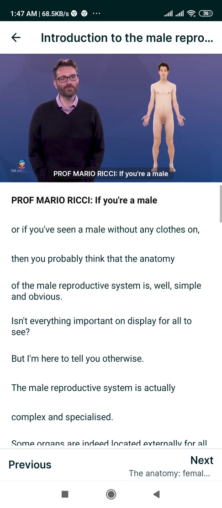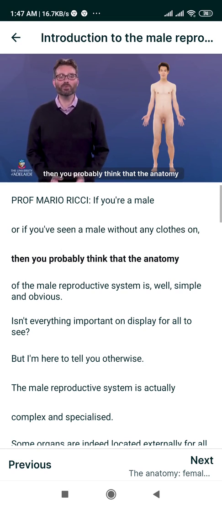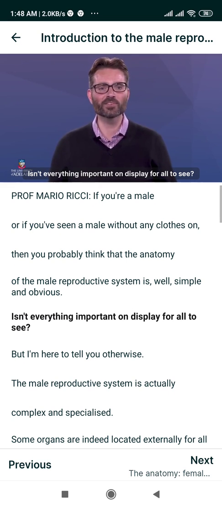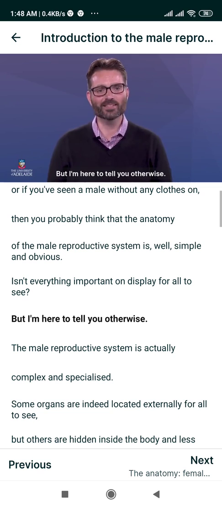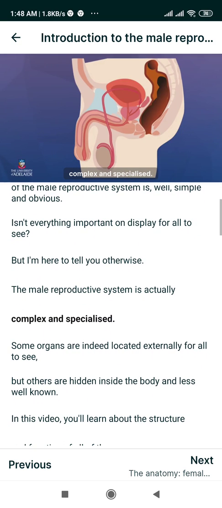If you're a male, or if you've seen a male without any clothes on, then you probably think that the anatomy of the male reproductive system is, well, simple and obvious. Isn't everything important on display for all to see? But I'm here to tell you otherwise. The male reproductive system is actually complex and specialised.